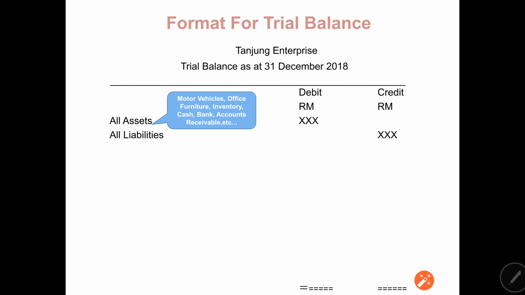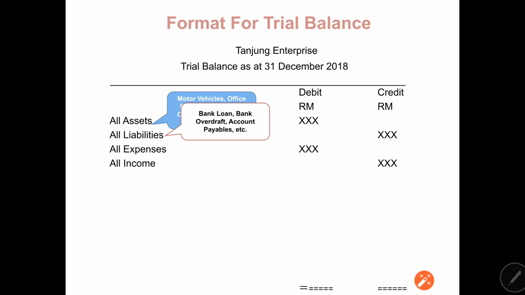Okay, liabilities, all types of liability, it should be reflected on the credit sides of the trial balance. Examples of liability, you have bank loan, you have bank overdraft, you have accounts payable. Okay, so as long as it is liability, regardless whether non-current liability or current liability, as long as liability, they all should be under the credit column.